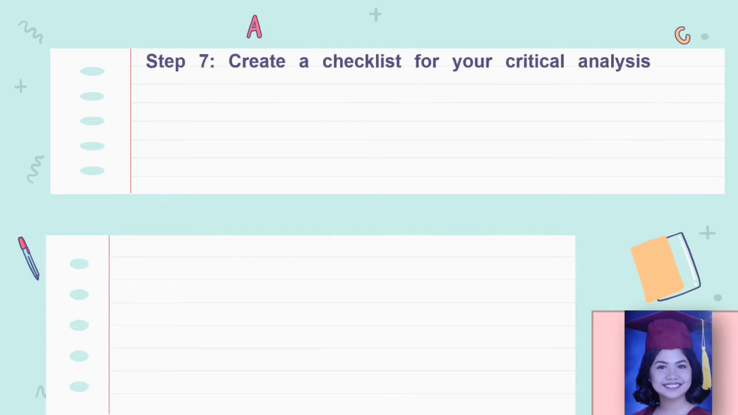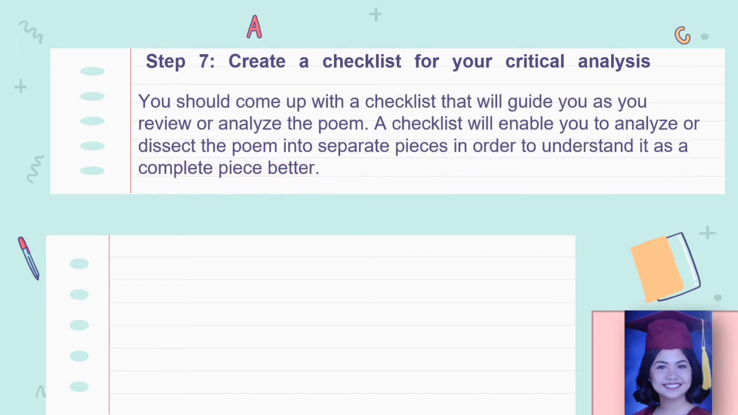Step 7. Create a checklist for your critical analysis. You should come up with a checklist that will guide you as you review or analyze the poem. Checklists will enable you to analyze or dissect the poem into separate pieces in order to understand it as a complete piece better. For instance, you can come up with a checklist that includes the title, genre, viewpoint, setting, meter, rhyme scheme, context, or conflict. Make the elements in your checklist your guide while writing the critical analysis of the poem.